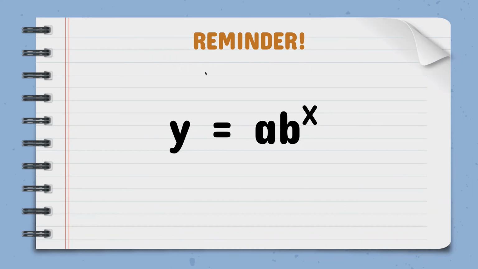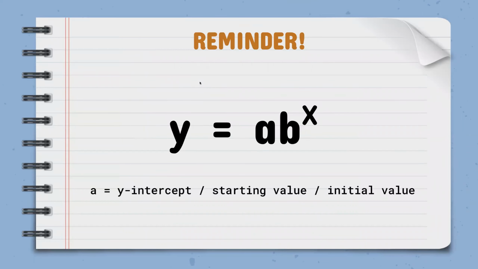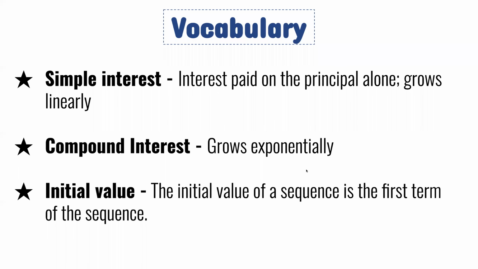So as a reminder, by now you need to know this, everyone. A is your y-intercept. I'll also refer to it as your starting value or your initial value. It's what you start with. B is your multiplier. What are you doing to that starting value? What are you multiplying it by? So that's our reminder. So let's go over a little bit of vocabulary.